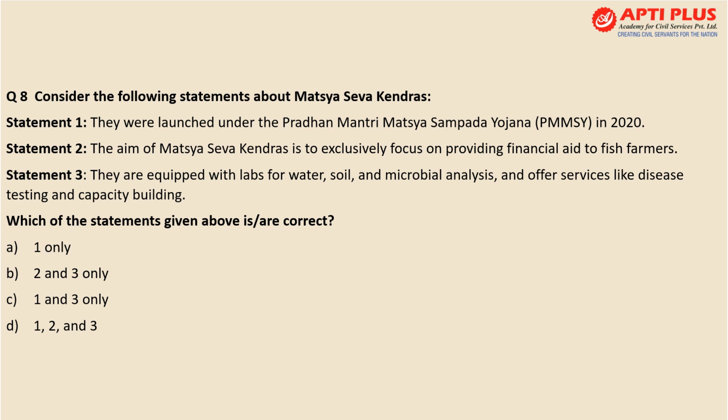Moving on, consider the following statements about Matsya Seva Kendra. Statement 1, they were launched under Pradhan Mantri Matsya Sampada Yojana in 2020. Statement 2, the aim of the Matsya Seva Kendra is to exclusively focus on providing financial aid to the fish farmers. So this is wrong. देखो ऐसे एक्सट्रीम स्टेटमेंट आ गया है, एक्सक्लूसिव फोकस तो यूजुअली रॉन्ग होते हैं.